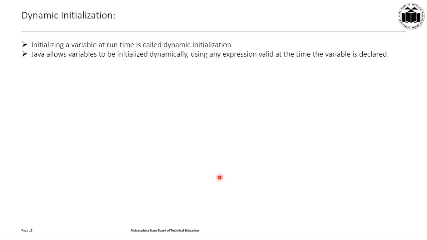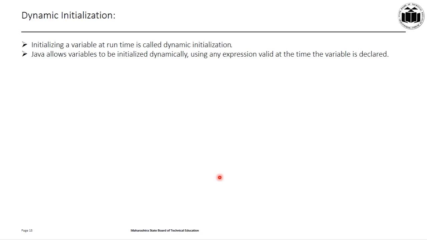Next one is dynamic initialization. Initializing a variable at runtime is called dynamic initialization. Java allows variables to be initialized dynamically using any expression valid at the time the variable is declared. When a variable is initialized at the time when it is declared, this type of initialization is called dynamic initialization. So, why is dynamic initialization required?